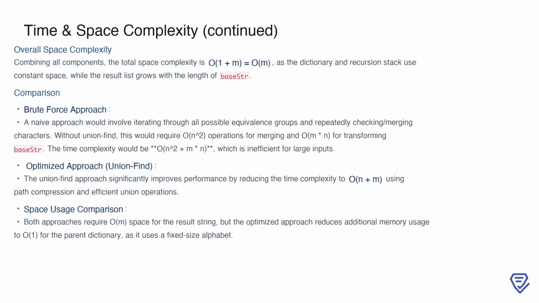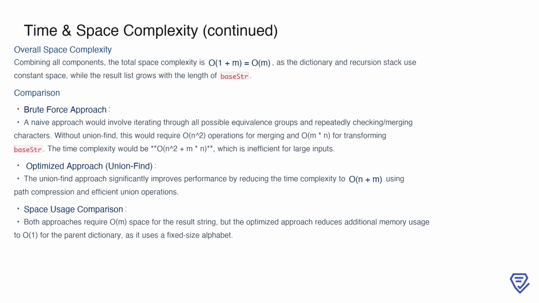A naive method would involve iterating through equivalence groups and repeatedly checking or merging characters. Without union find, this would require O(n squared) operations for merging and O(m * n) for transforming base str, leading to a total time complexity of O(n squared + m * n). In contrast, the union find approach reduces this drastically to O(n + m), by leveraging efficient union and find operations. Additionally, the brute force method's space complexity is also less efficient, as it lacks the fixed size optimization of the parent dictionary.